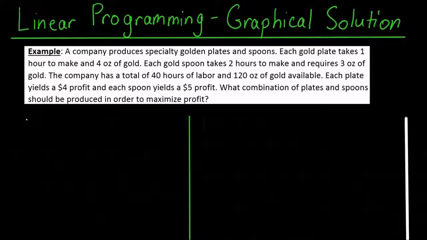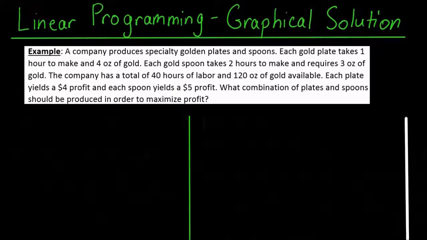We have a company that produces specialty golden plates and spoons, and each gold plate takes 1 hour to make and requires 4 ounces of gold, whereas each golden spoon takes 2 hours to make and requires 3 ounces of gold. The company has a total of 40 hours of labor and 120 ounces of gold available. Each plate yields a $4 profit and each spoon yields a $5 profit. And they want to know what combination of plates and spoons should be produced in order to maximize their profit.